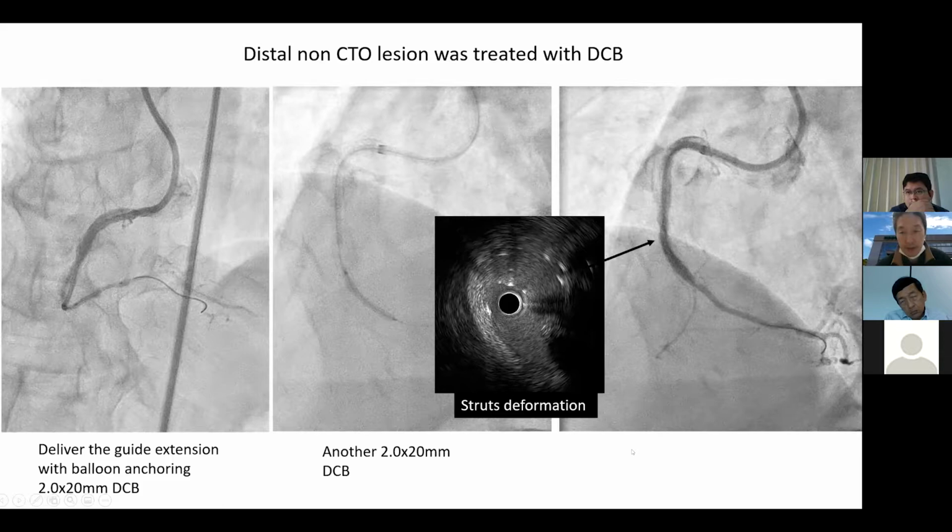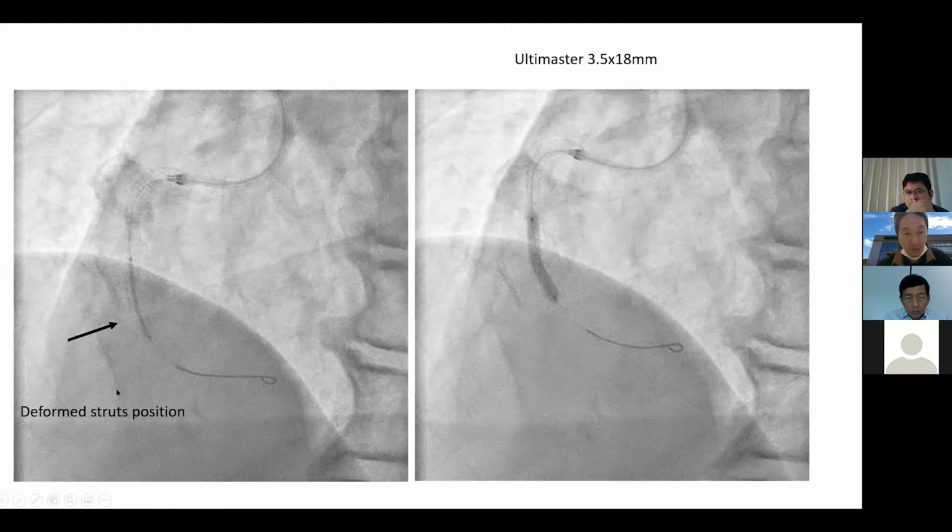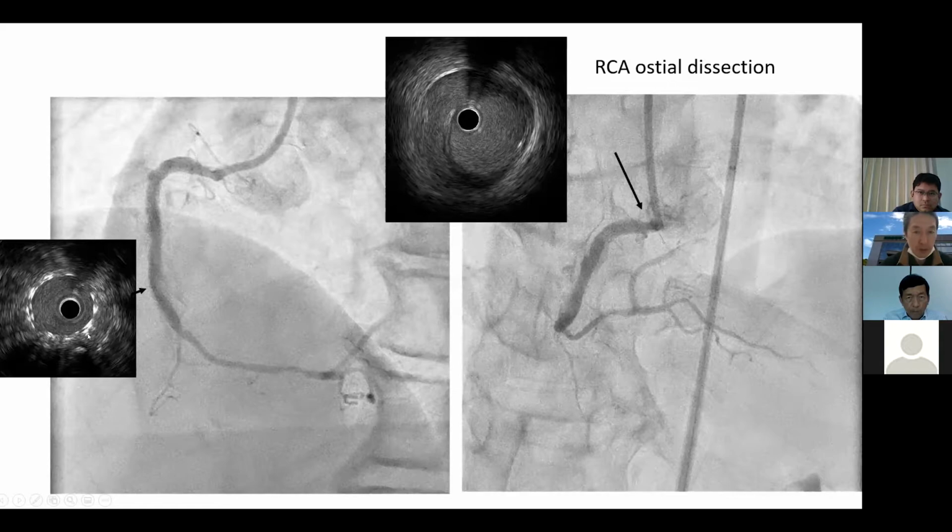So I put another stent inside the deformed stent position. And another stent deployment here. So the stent is fixed by the double stent. And finally, I checked this ostium, the plaque dissection. But this part is almost stabilized by the stent edge. So I left this part without a stent, maybe this area.